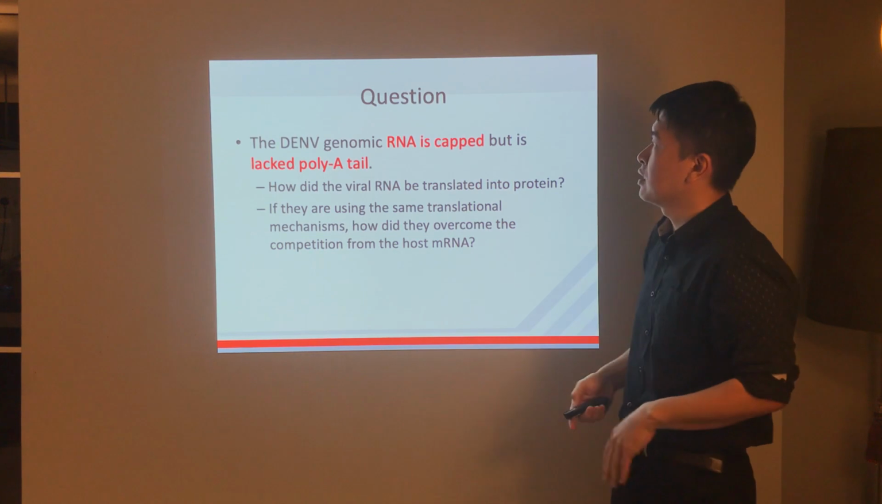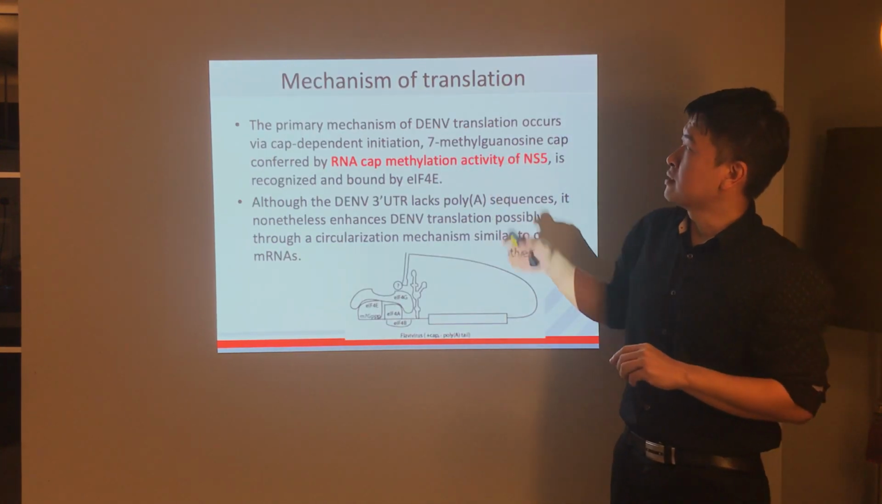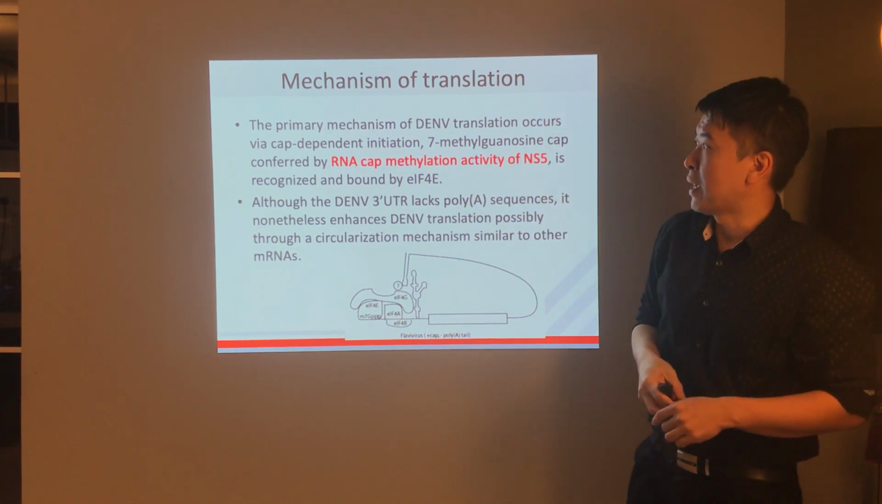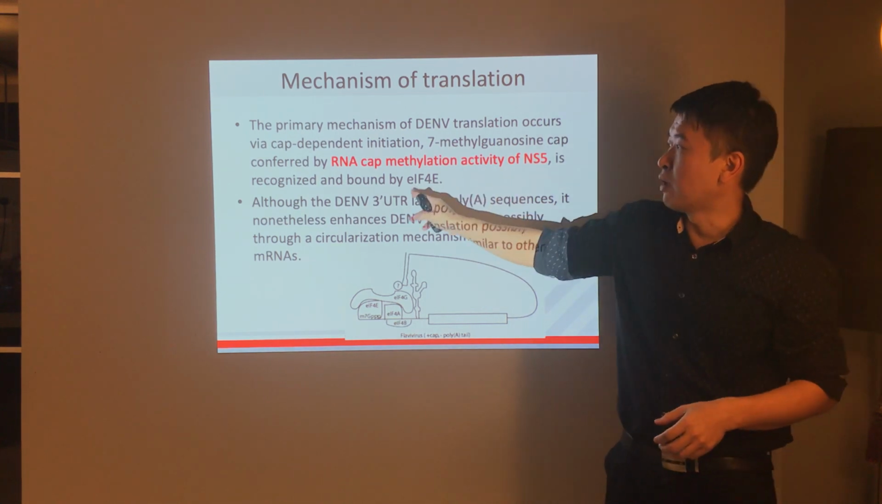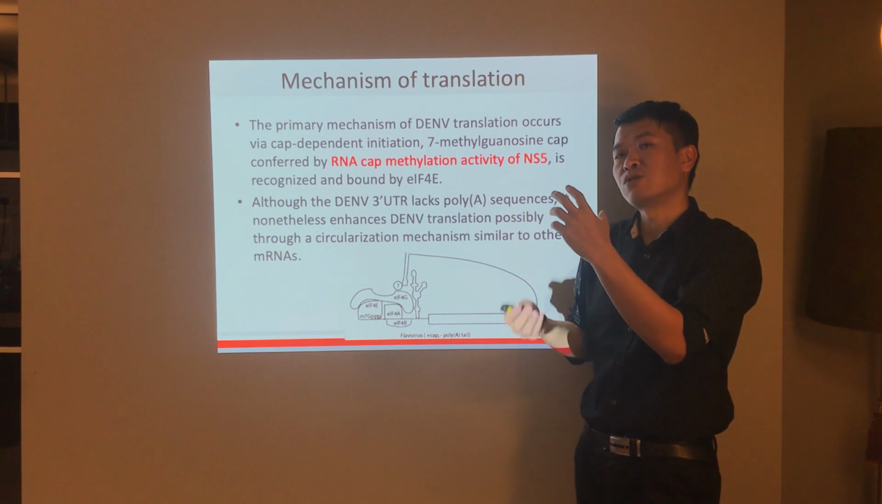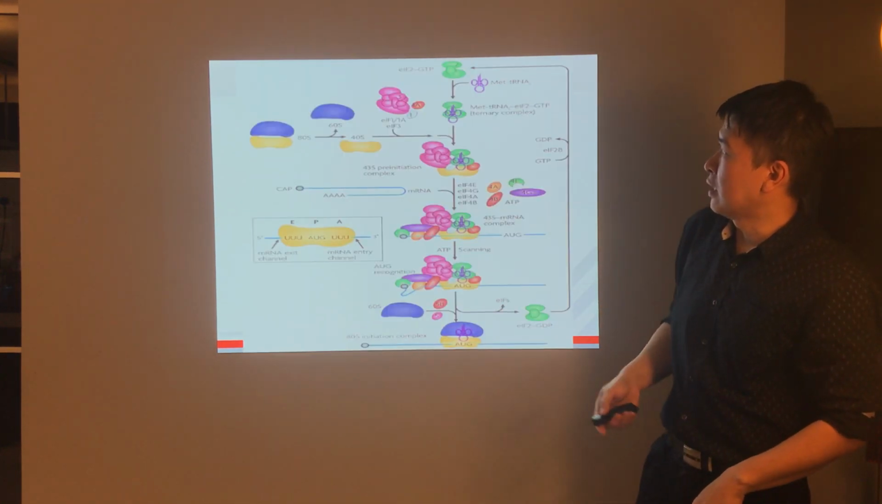These are two questions. Let's look at the first question first. Alright, so the primary mechanism of dengue virus translation occurs via cap-dependent initiation. You need the cap, which will be recognized and bound by eIF4E. Fantastic. 4E binds to the cap and goes back. So let's have a look at this structure again.